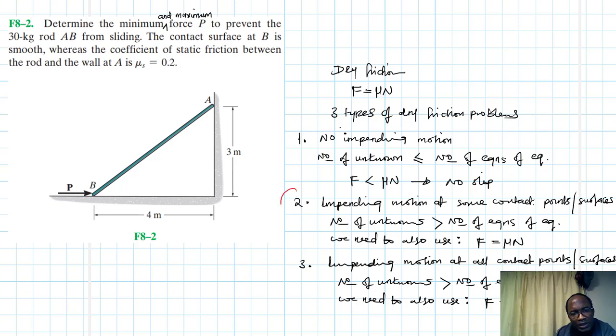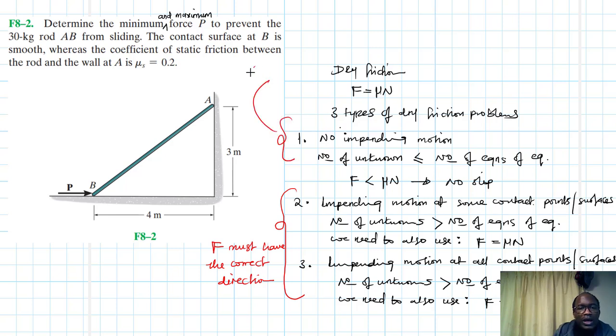For these two cases, the second and the third, when we are writing our free body diagram, F must have the correct direction. Here we don't have room to assume. When we indicate the direction of our friction force, it must be in the right direction. In the first one, we can assume the direction of F.